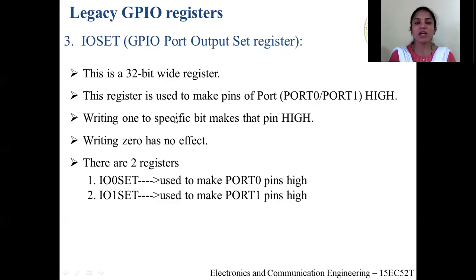If you are sending 0 on pins by using the IO set register, it doesn't mean anything. If we are sending 1 on port pins by using IO set, it will set that port pin value to high. Again, there are two registers: IO0 set is used to make port 0 pins high, and IO1 set is used to make port 1 pins high. If you want to send logical value 1 to any external peripherals or off-chip devices, you have to send that value by using the IO set register.